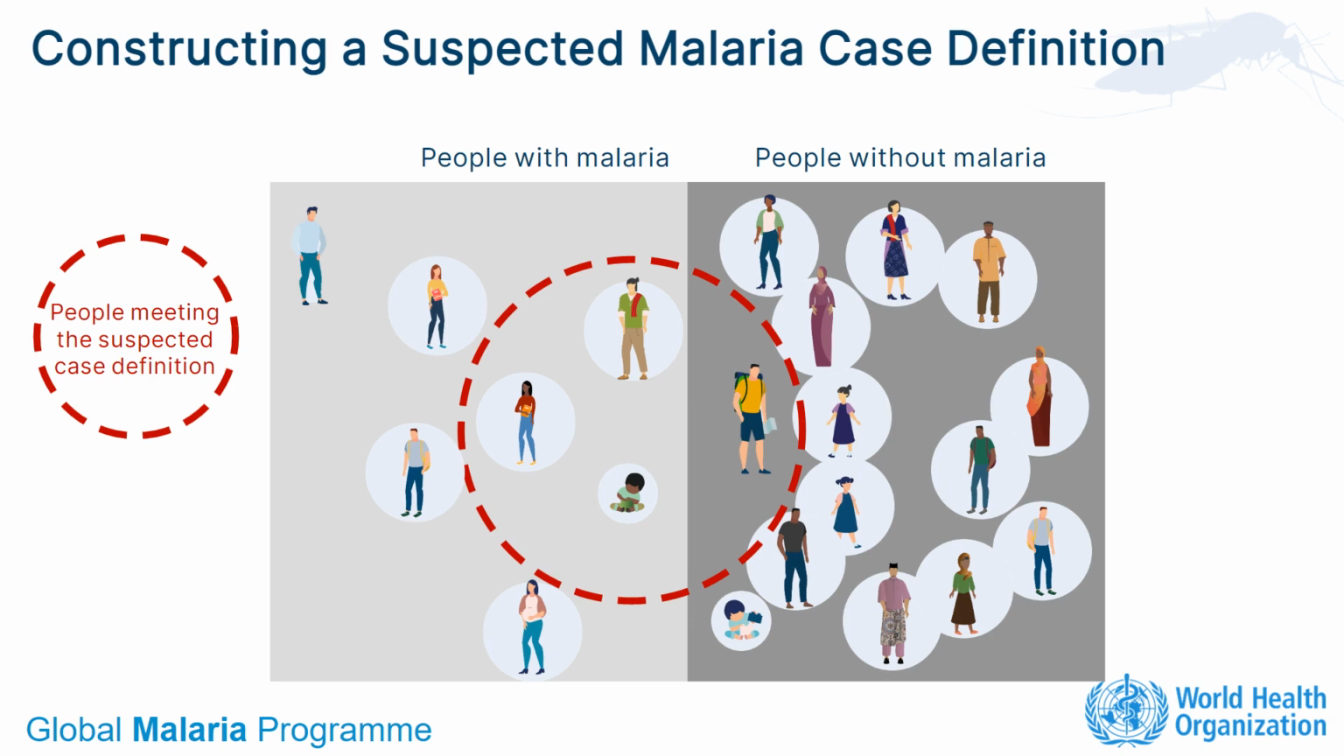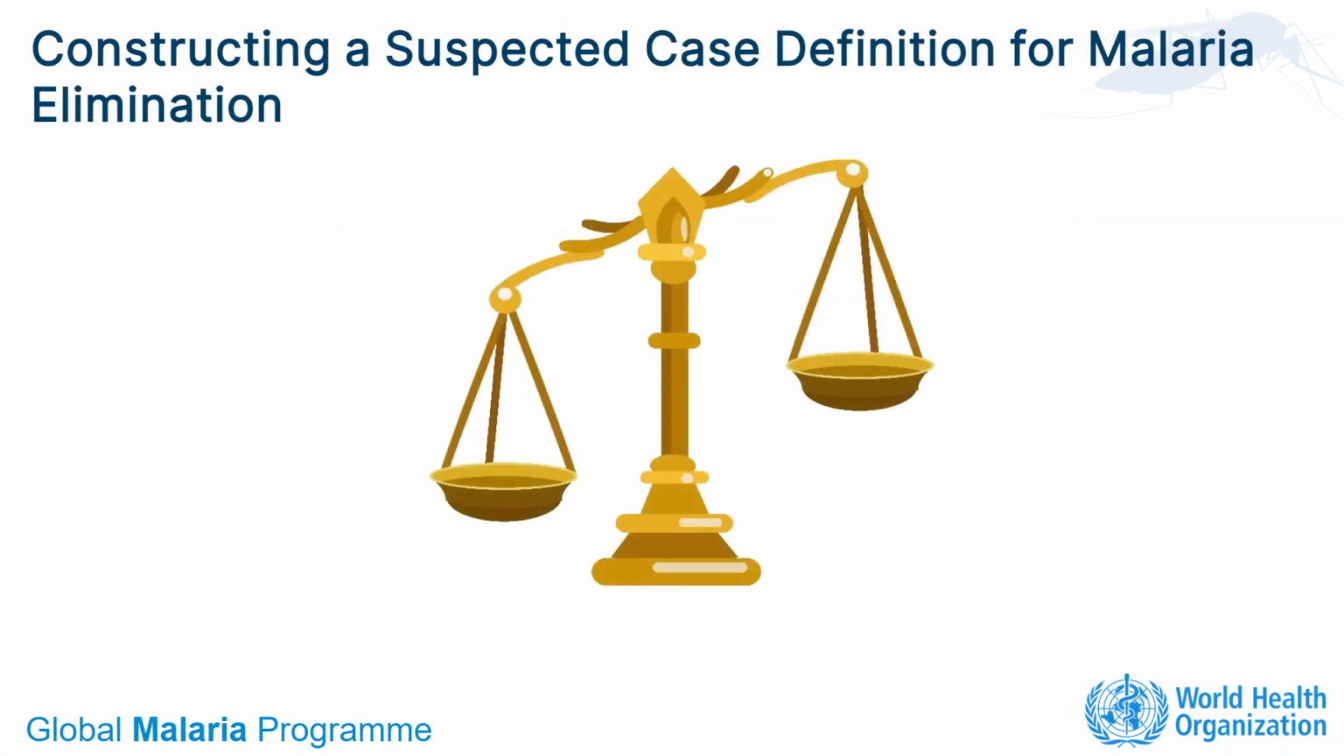The tricky part in an elimination setting is finding the right balance between a very broad case definition that will be sure to pick up all malaria cases but will result in unnecessary tests for many people who don't have malaria, and a very targeted test that will miss many true cases. Which is more important? A sensitive test that is likely to pick up most, if not all cases, or a specific test that targets the people most likely to have malaria? In elimination settings, sensitivity is of primary importance. We want to find all cases that may be occurring.